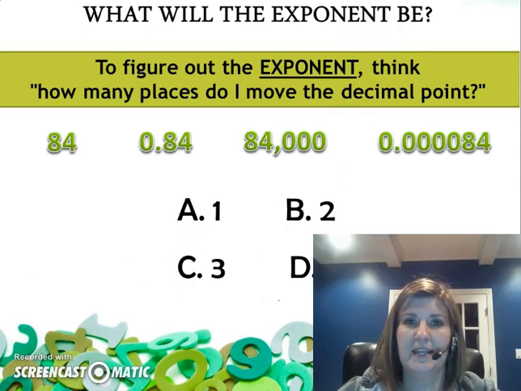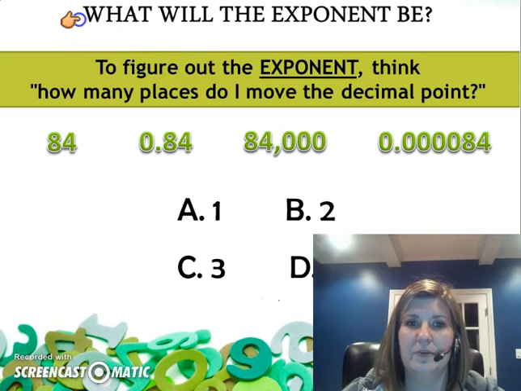I'm going to take just a break here real quick and ask you to figure out briefly what the exponent will be in each of these examples. Given the numbers 84, 84 hundredths, 84,000, and 84 hundred thousandths, I think that would be. We're going to figure out what the exponent would be in each case. So what do you think it would be for 84?